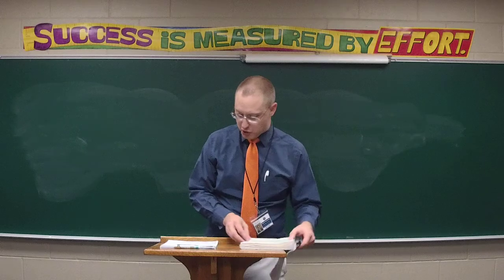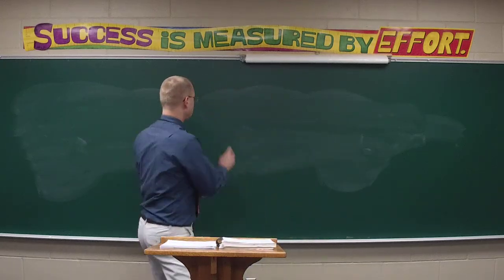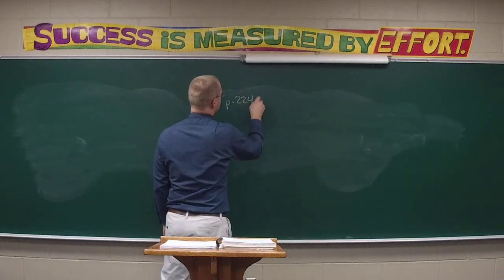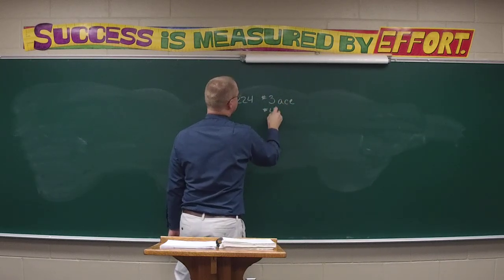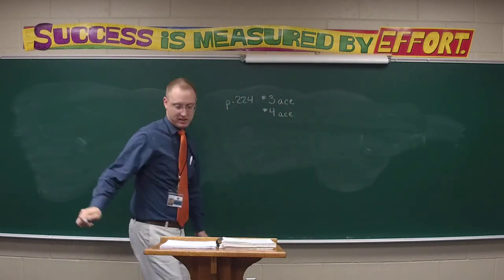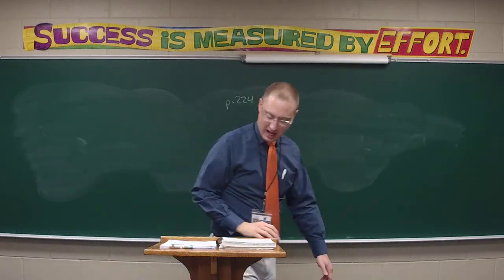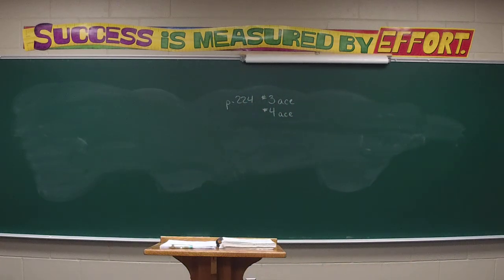Turn over to page 224. On page 224, I want you to do number 3, ace, and number 4, ace. Number 3, ACE, and number 4, ACE. Practicing with parallels and perpendiculars. Take a look at those in just a moment. Give you a couple moments to work.